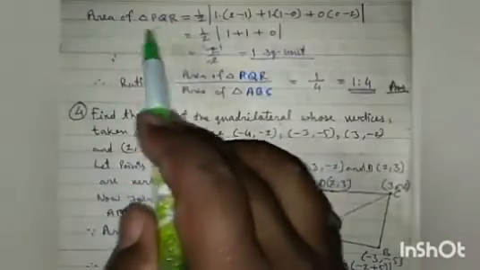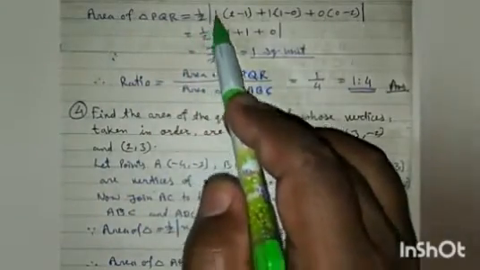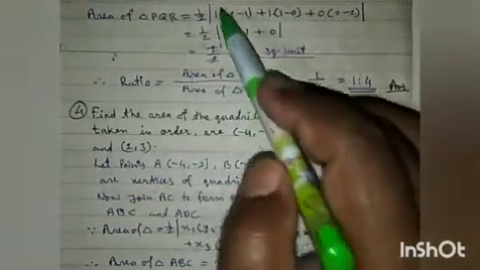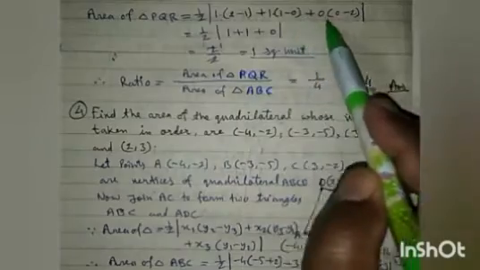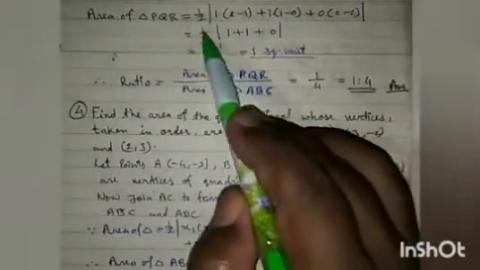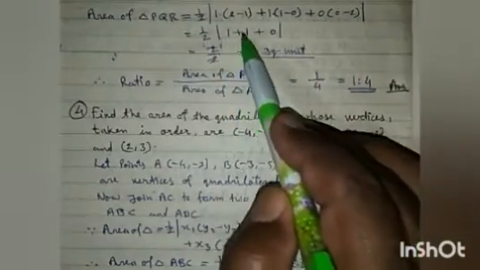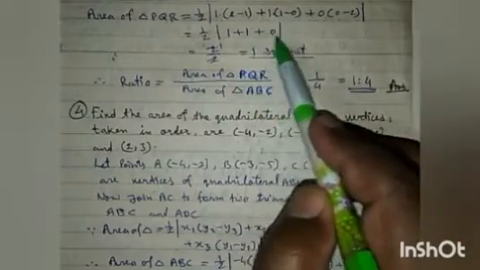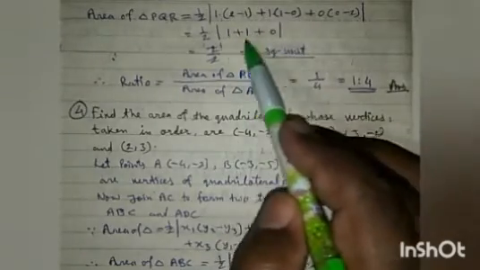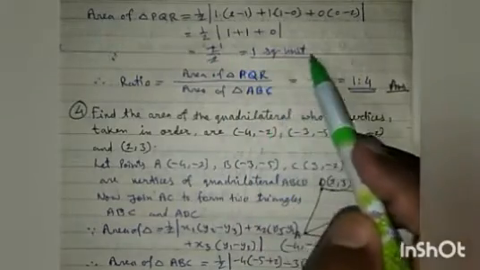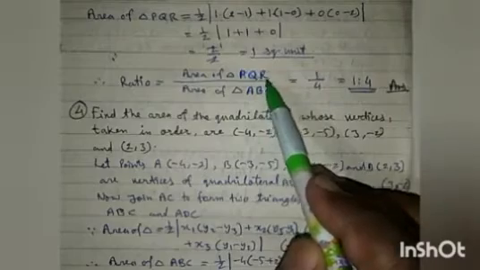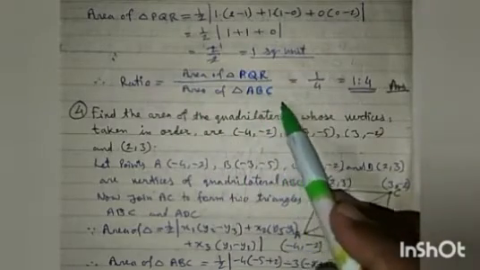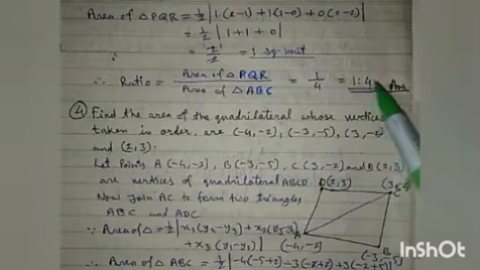Now the area of the smaller triangle PQR is equal to half into modulus of 1 into (2 minus 1) plus 1 into (1 minus 0) plus 0 into (0 minus 2). So here it is equal to half modulus of 1 plus 1 plus 0. So here 1 plus 1 is 2, 2 divided by 2, that is equal to 1 square unit. Now the ratio is equal to area of triangle PQR divided by area of triangle ABC. So it is equal to 1 divided by 4. So the ratio is 1 is to 4, which is the answer.